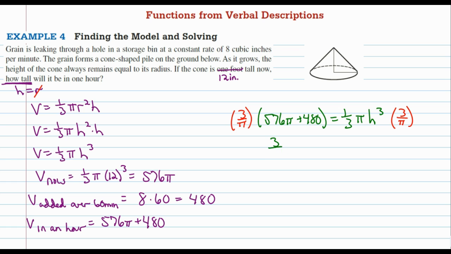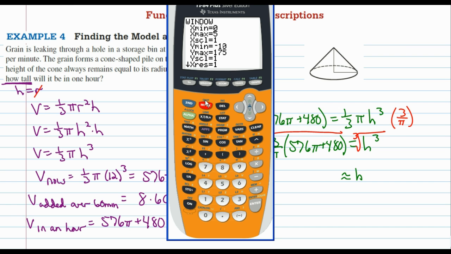I know this is a big mess, but we're going to do this in my calculator later. I don't want to do anything now because there will be a bunch of rounding and my end result is going to get less and less accurate the more I round. Now, to solve for h, I have to cube root both sides. Now that's something I can do in my calculator and find out approximately what h is.